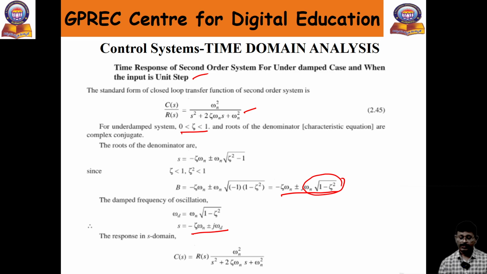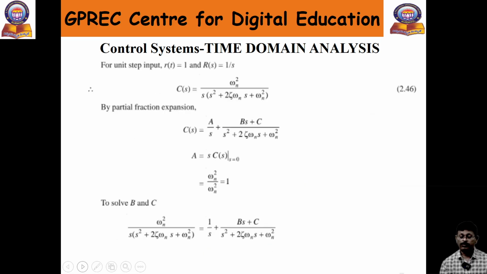Now I am finding the response of the system by applying the step input. C of s equals omega n square over s square plus 2 zeta omega n s plus omega n square, multiplied by the input R of s. What is R of s in this case? We are taking 1 by s. So C of s equals omega n square over s into s square plus 2 zeta omega n s plus omega n square.